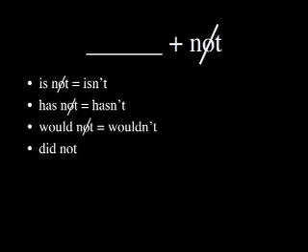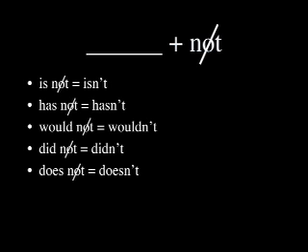To make a contraction from the two words did and not, put the two words together, remove the O, and put an apostrophe where the O used to be. The two words did and not mean the same as the word didn't. To make a contraction from the two words does and not, put the two words together, remove the O, and put an apostrophe where the O used to be. The two words does and not mean the same as the word doesn't.